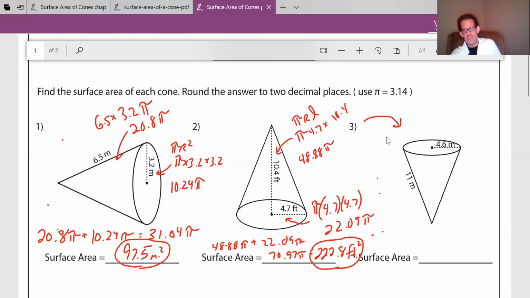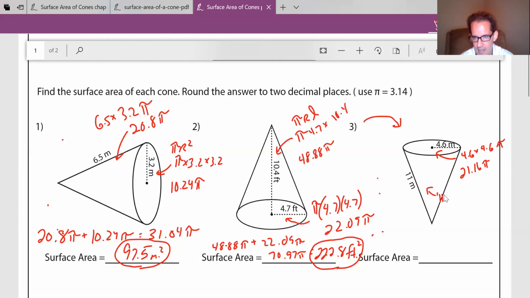Okay, hopefully you had a calculator to work that out. I know I'm going to need a calculator. So for the base of the cone, it's going to be 4.6 times 4.6 times pi. Let's solve that first. 4.6 squared is 21.16. 21.16 pi. Then I want to find the area of the lateral surface.